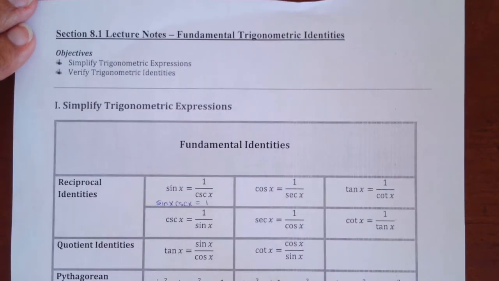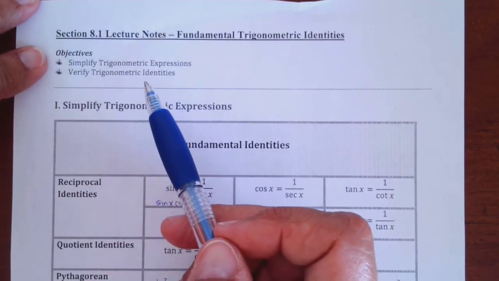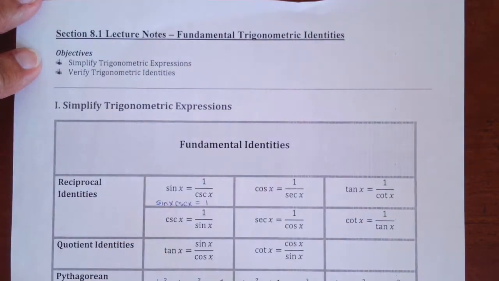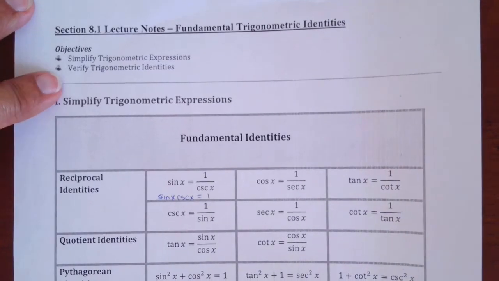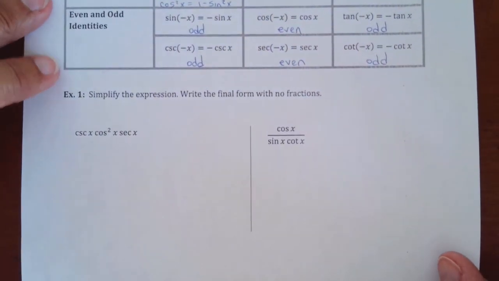So if you look up at the top, we're going to simplify and then we're going to verify. They're almost the same thing, and we'll see that when we get to them. You're going to be doing the same thing to do both, but simplifying is one type of these problems and verifying is another, okay? So we're going to start with simplifying.